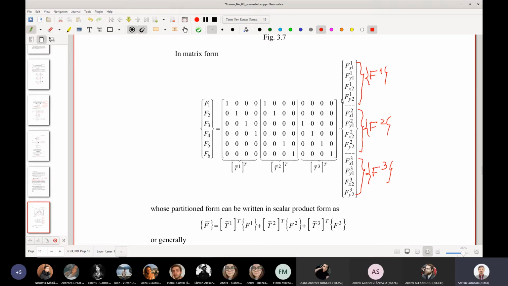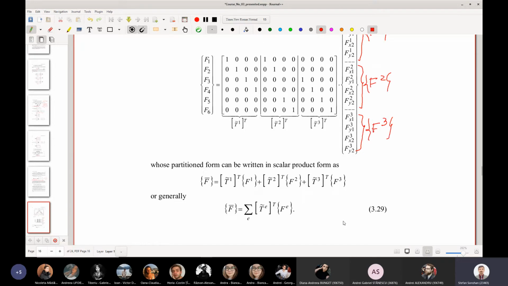Here we have 0. If we write this one, we observe that here is the first connectivity matrix in transpose form. Here is the second connectivity matrix in transpose form. And here is the connectivity matrix for the third element. According to the matrix multiplication and partitions, we can say, okay, this matrix here multiplied with this vector here, plus this matrix here multiplied with this vector here, plus this matrix here multiplied with this vector here, give us the total force. So this equation is written again in matrix form, in compact form.